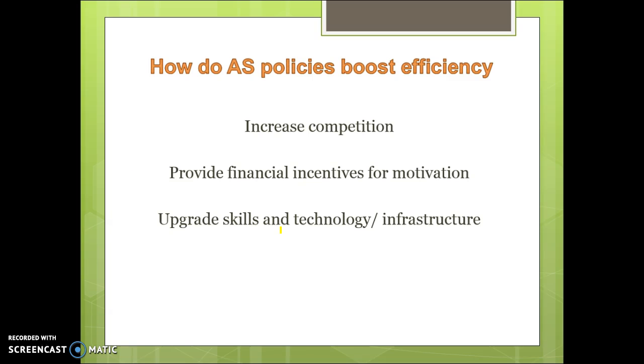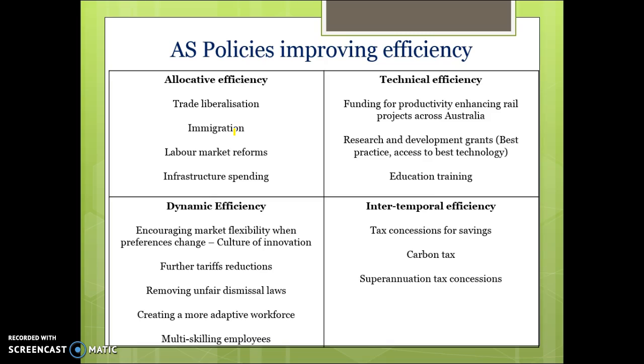So aggregate supply policies boost efficiency because of the following reasons. They help to increase competition. So aggregate supply policies can boost efficiency because there's more competition, so there's more incentive for businesses and consumers and producers to work hard. They provide financial incentives for motivation, so that might include labour market reforms where people get paid more when they're more productive. And they also allow us to upgrade our skills and the quality of our productive resources, which then allows for a more efficient allocation of resources as well.